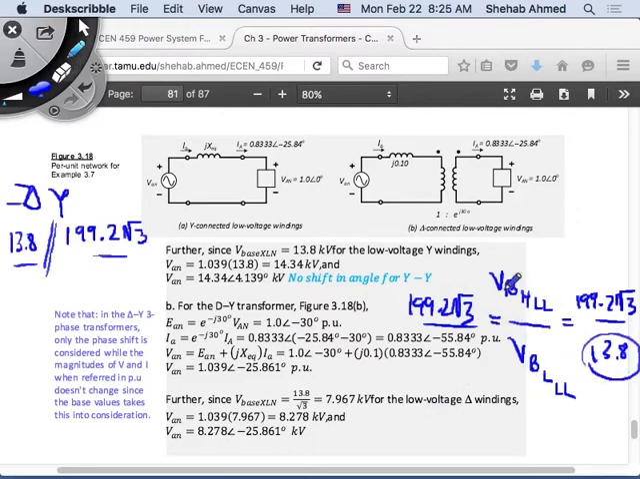Since this is the same as this, then this will be the same as this, right? The ratio has to be the same. So sir, you're taking 13.8 now to be the line to line voltage, even though it's single phase? Yes, but that's the line to line.